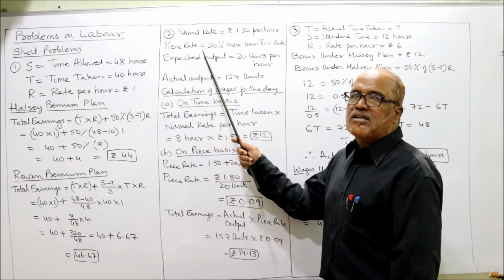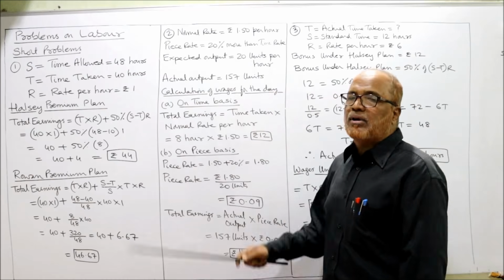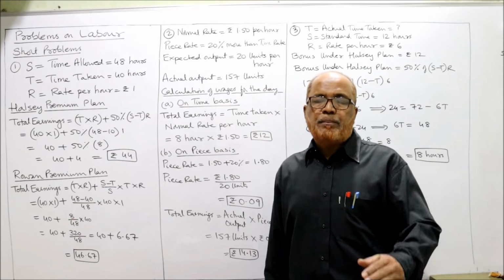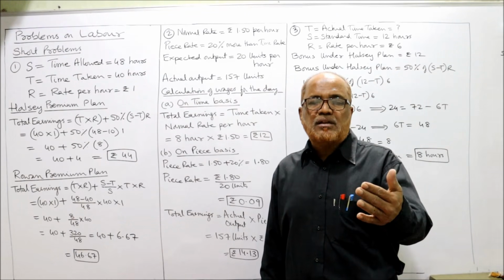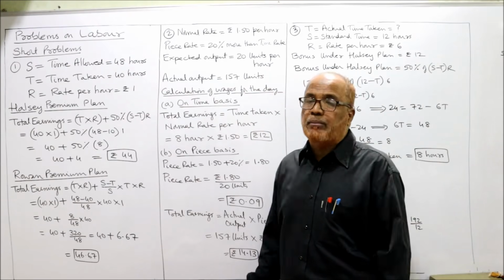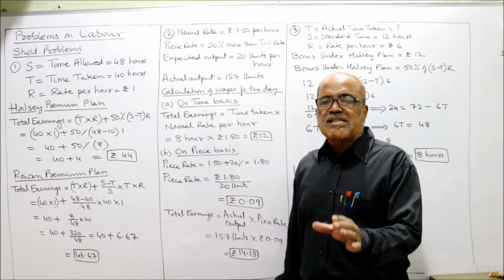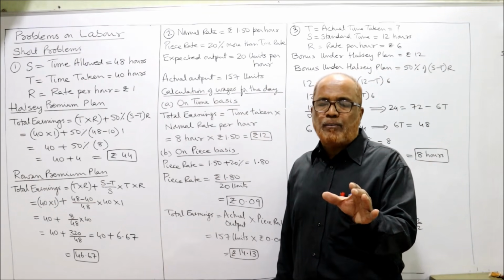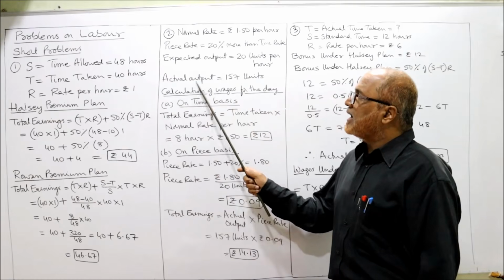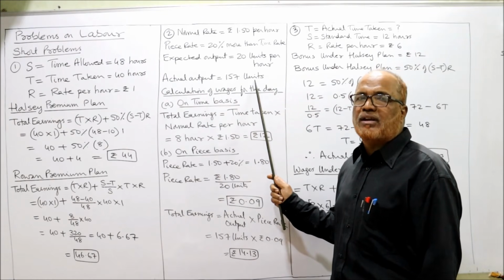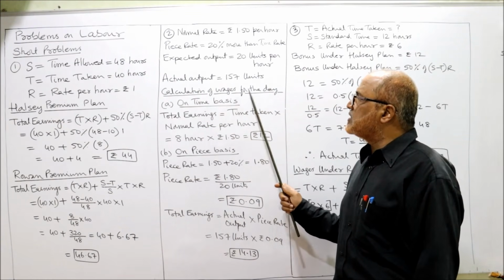Now piece rate is 20% more than time rate. It is given in the problem. When payment is made on piece rate basis, the rate will be 20% more than time rate. And expected output is 20 units per hour. The standard output allowed by the employer is 20 units per hour. Actual output he has produced 157 units. Now calculation of wages for the day.